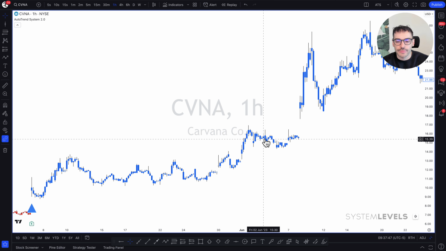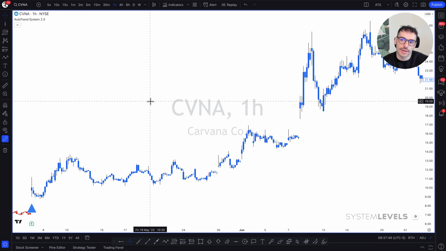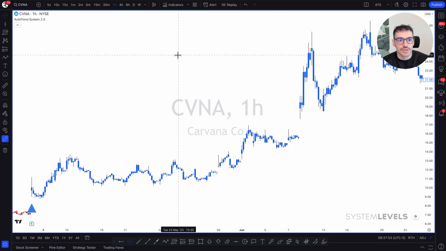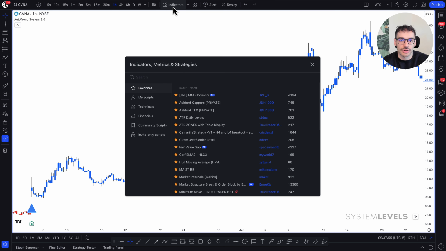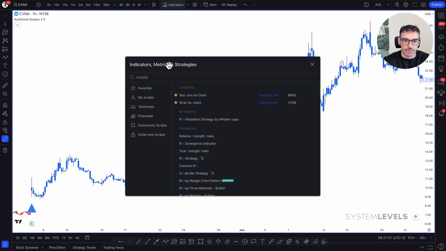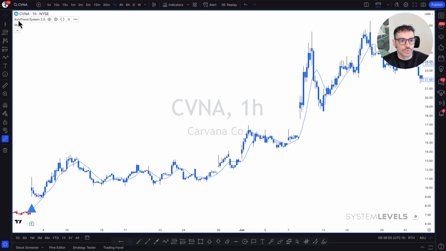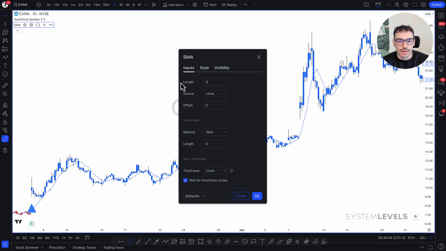So that's not part of the AutoTrend system. You can find a moving average on any charting platform. On TradingView, if you go on indicators and type simple moving average, you'll find this one here, moving average simple. Just add it to your chart, go to the settings, click on the gear icon, and then on the length, most of the time I use a 50 period moving average.